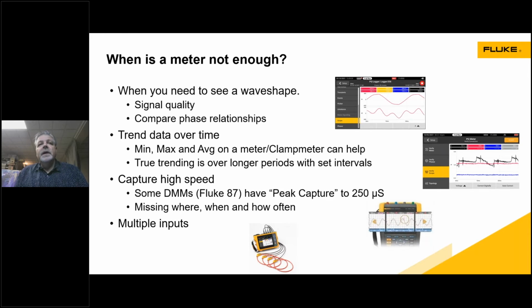Trending over time, multimeters and clamp meters will have min-max average on them. At least some of them do. But what's happening in between those points where it captured a maximum or a minimum value?